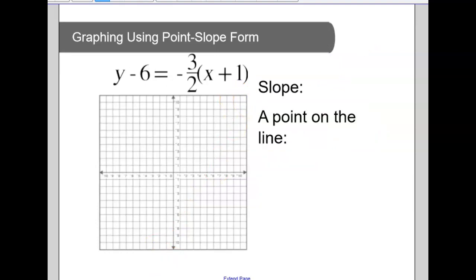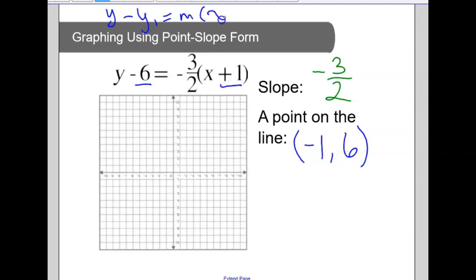All right, let's take a look at another example. The slope of this line is going to be negative 3 over 2. A point that's given to me in this equation that will also be on that line is the point negative 1, positive 6. Now again, why is it negative 1? If we recall our formula, y minus y1 equals the slope times x minus x1. When I take x minus negative 1, I get x plus 1. So the point is negative 1, 6.